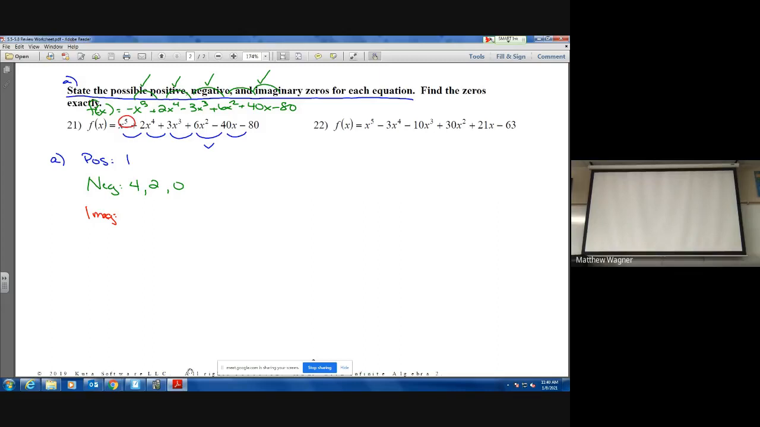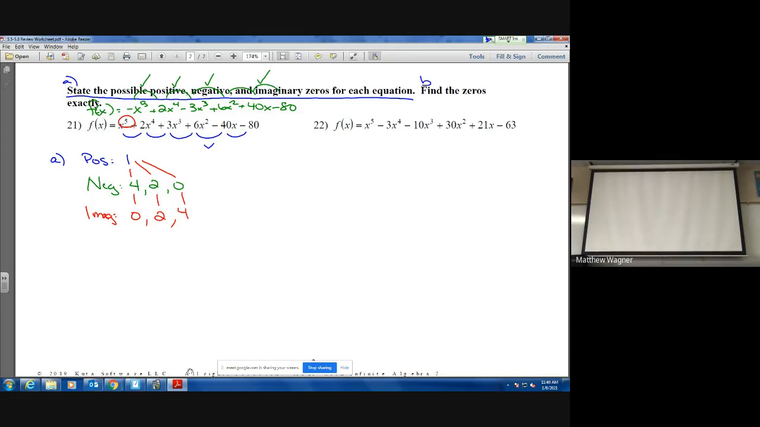Keep in mind I have a degree 5 polynomial. So I could have 0 imaginary solutions and 5 real. I could have 2 imaginary solutions: 1 plus 2 plus 2 is 5. I could have 4 imaginary solutions because 1 plus 0 plus 4 is 5. And that's the first part of the problem.